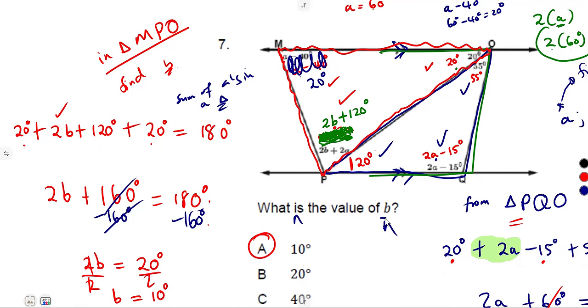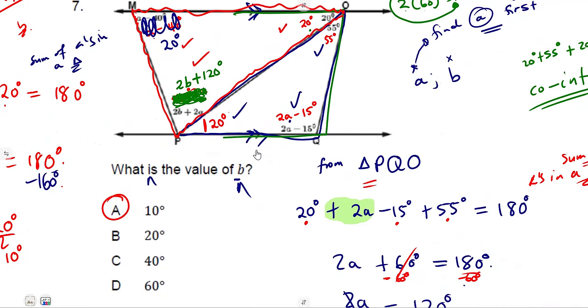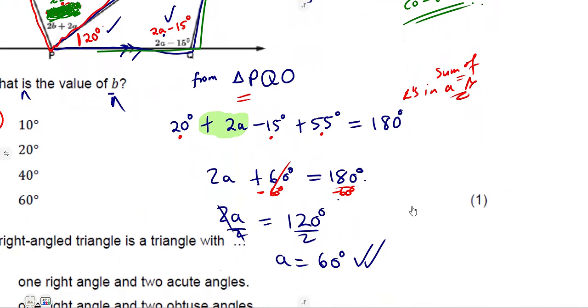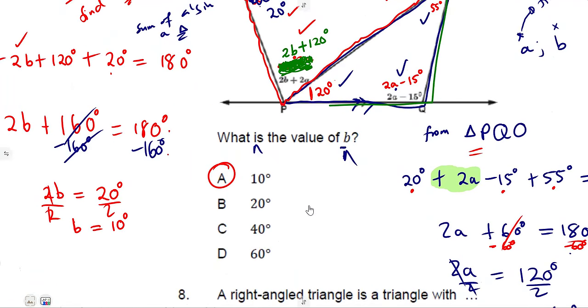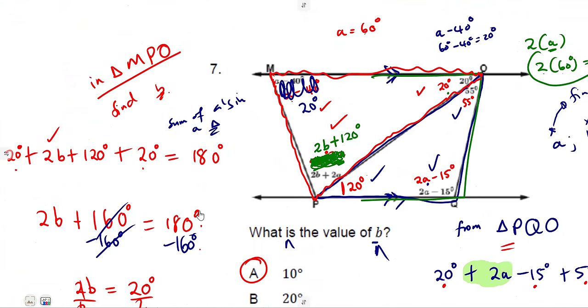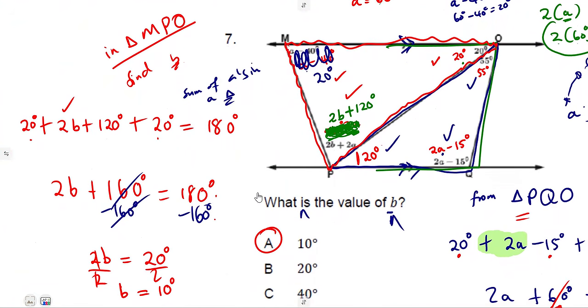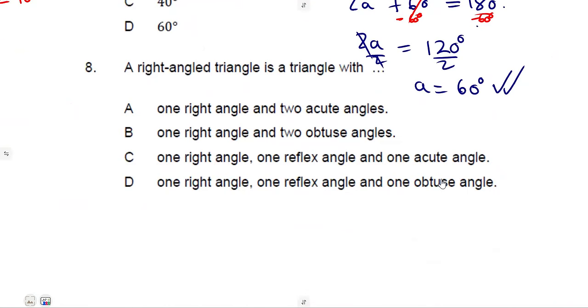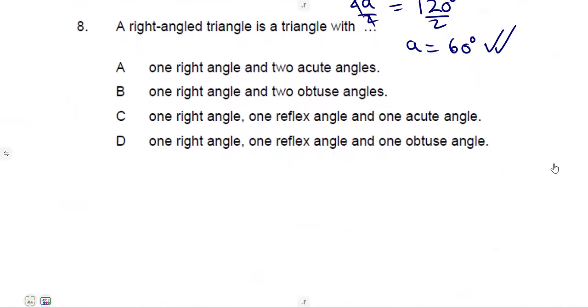Remember, the question is the value of B. So B is 10 degrees. So guys, as you can see, we had to consider finding A, then after that, you substitute into the given information to find the value of B. If there is any other way, you can use that, as long as we are obtaining the same answers. That is what matters.